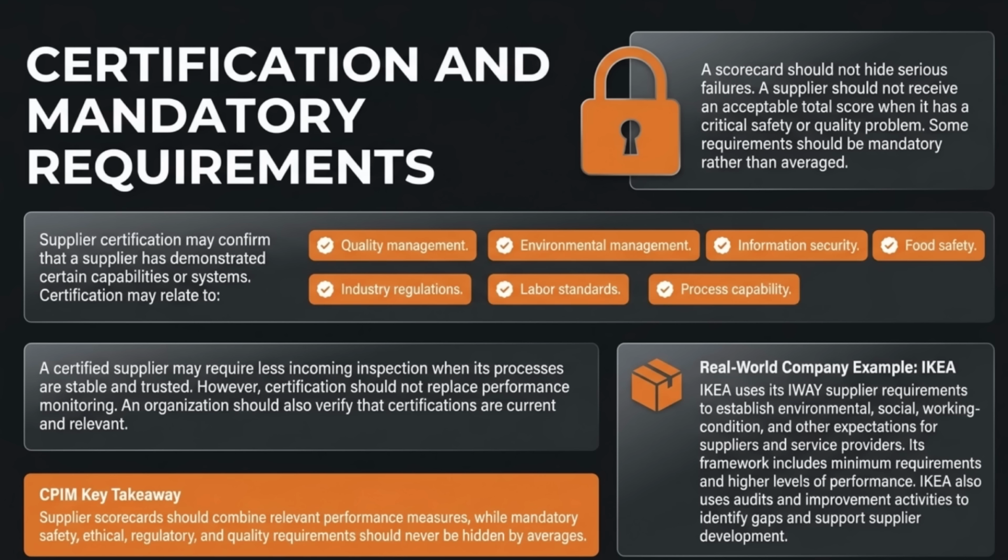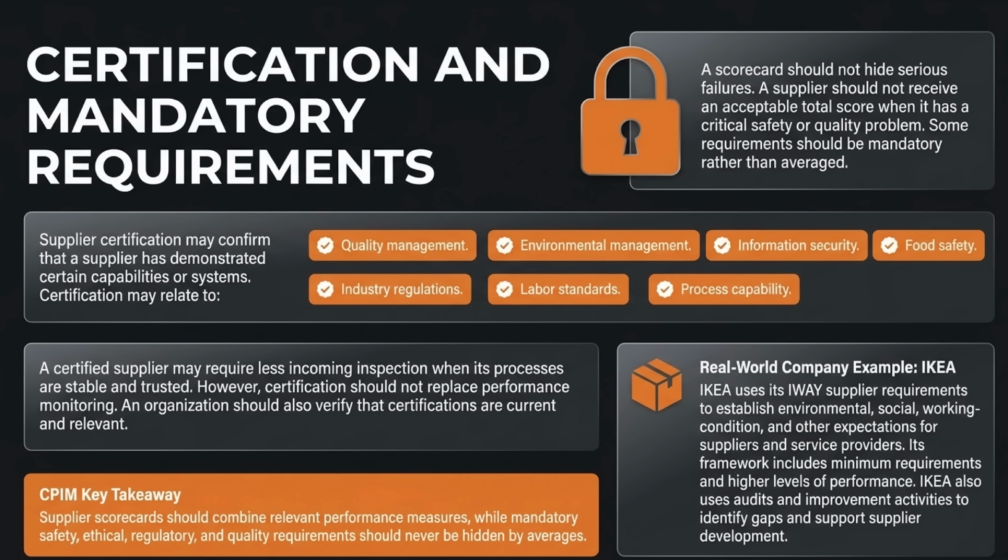Supplier certification may confirm that a supplier has demonstrated certain capabilities or systems. Certification may relate to quality management, environmental management, information security, food safety, industry regulations, labor standards, process capability. A certified supplier may require less incoming inspection when its processes are stable and trusted. However, certification should not replace performance monitoring. An organization should also verify that certifications are current and relevant.